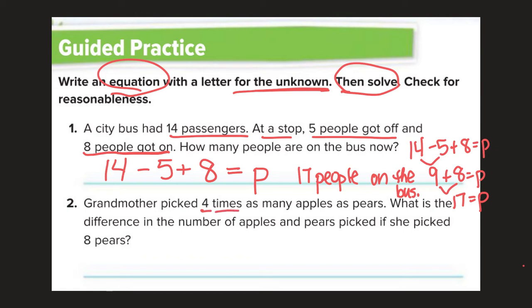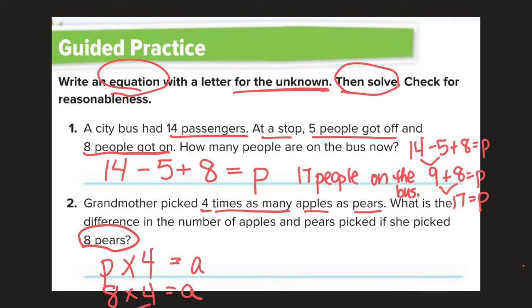Grandmother picked 4 times as many apples as pears. What is the difference in the number of apples and pears picked if she picked 8 pears? Okay, so she picked 4 times as many apples as pears. So that means apples is more, so I need to take pears times 4 to equal the number of apples. Here it says she picked 8 pears, so I should replace P with 8. So 8 times 4 is 32. She picked 32 apples.